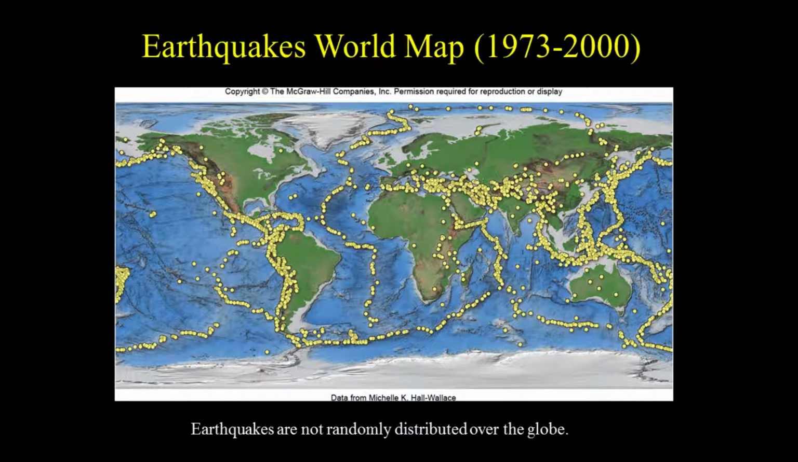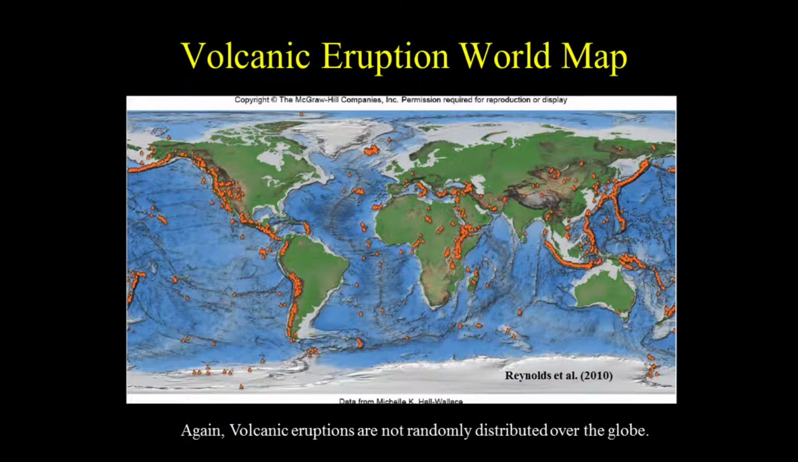Earthquake epicenters are clearly not incoherently distributed on Earth. They are much more common beside trenches. Here is a map of volcanoes in the world. Similarly, volcanic eruptions are also clearly not incoherently distributed on Earth. They are much more common beside trenches, just like earthquakes.